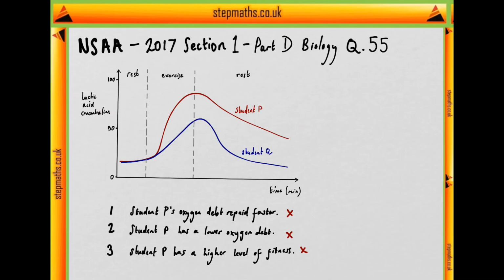This is not something we can at least estimate from the diagram, and we can say our answer is that all 3 are wrong, therefore the answer is A.